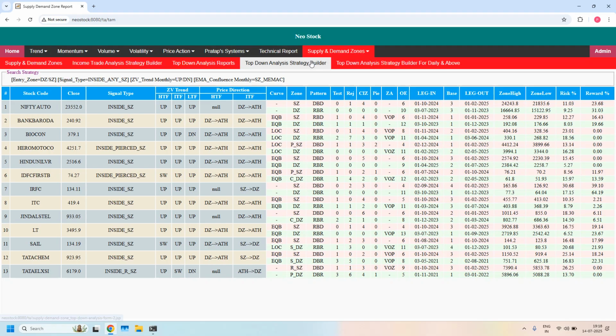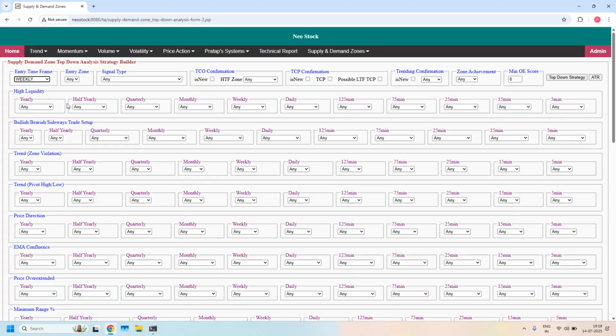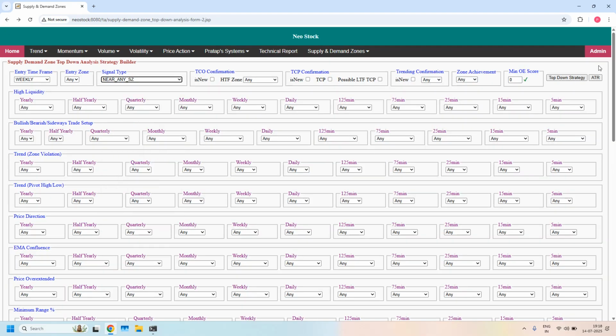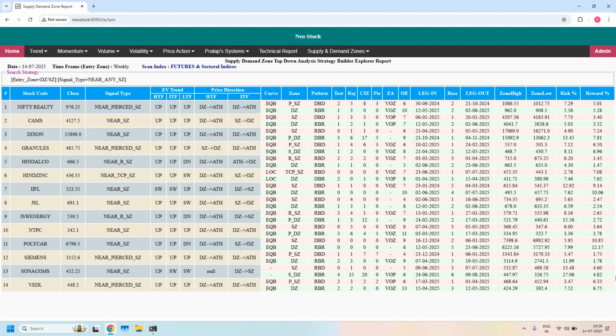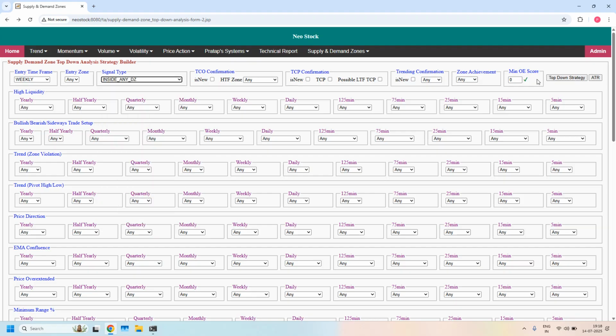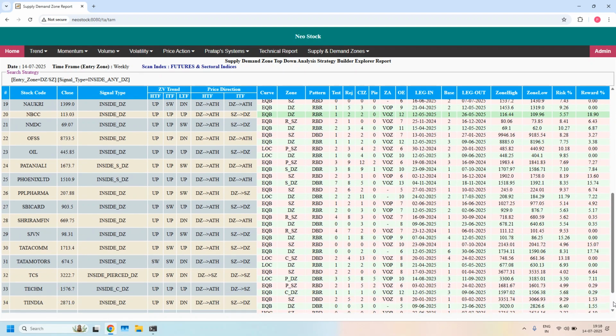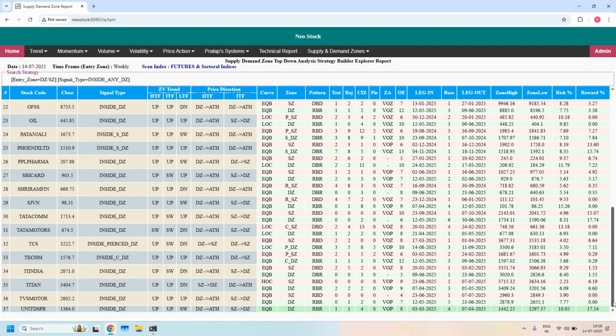Okay, next time frame is weekly. Stocks near to the weekly demand zone, we got 13 stocks. Next, stocks near to the weekly supply zone. We got 14 stocks. Okay, next, price closed inside the weekly demand zone. First 17 stocks in the list. I'm scrolling the list down. So total 37 stocks are filtered.